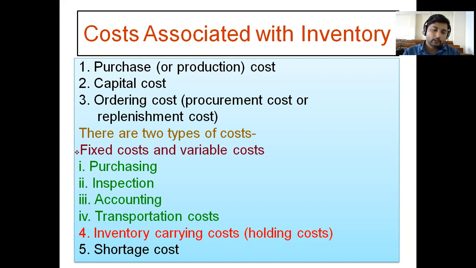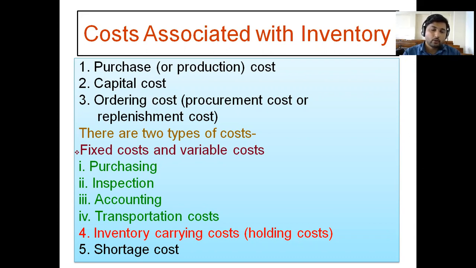The amount of money you spend on permanent workers or their salaries will be considered as a fixed cost, and the amount of money spent on contract basis workers will be considered as a variable cost. And that also depends upon the quantity that we have purchased, or the order that we have given.